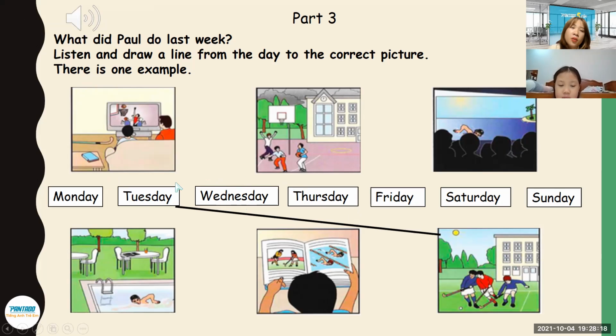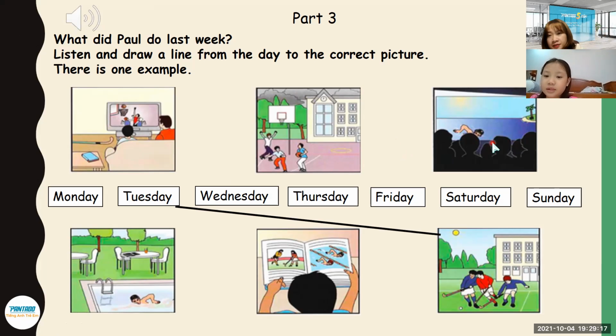Okay, so on Tuesday, what did Paul do? School. Exactly. So you see, this is hockey and this is his school. Okay, now we can look at the picture. So the first picture, what was he doing? He was watching TV. The second picture. Yes. He was playing basketball.